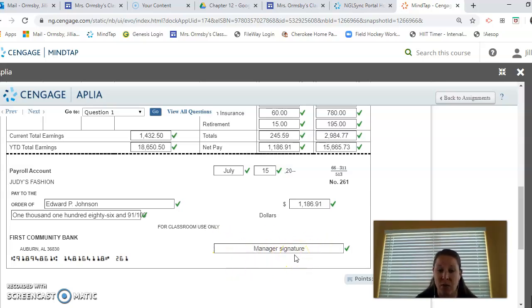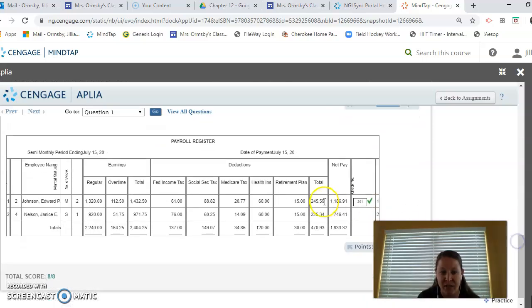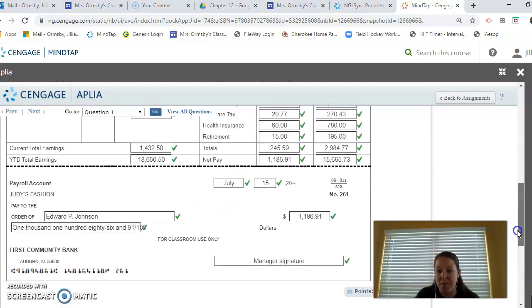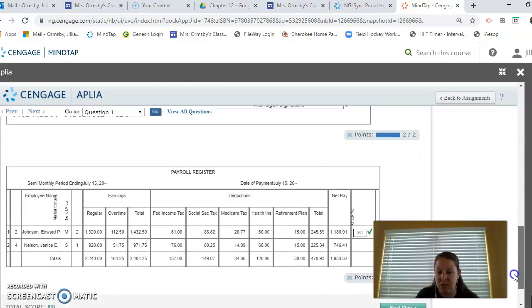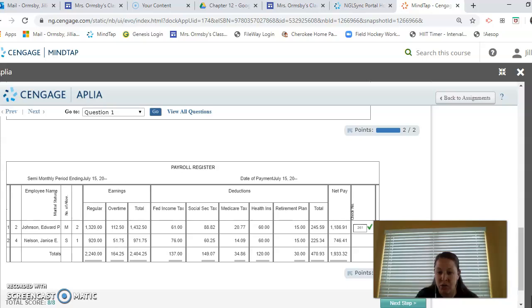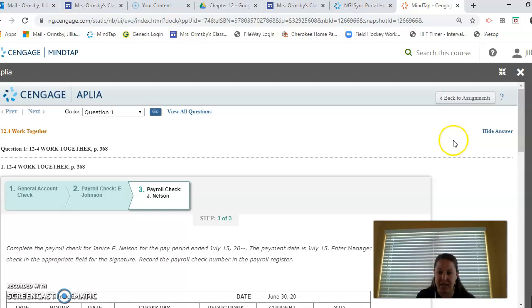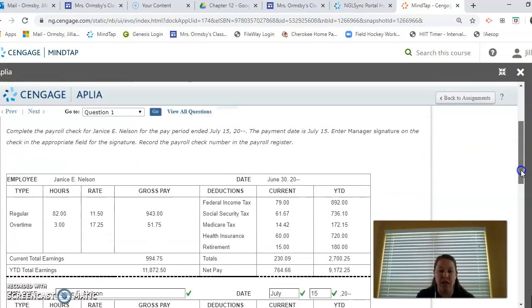One last thing that we cannot forget to do is we have to put the check number of the check we're issuing to our employee, 261, down here at the bottom on our payroll register, 261. Do not forget to go back and do that, okay? Now, our next step is going to be to issue another check to our next employee, Janice Nelson. So we're going to do it the same way.